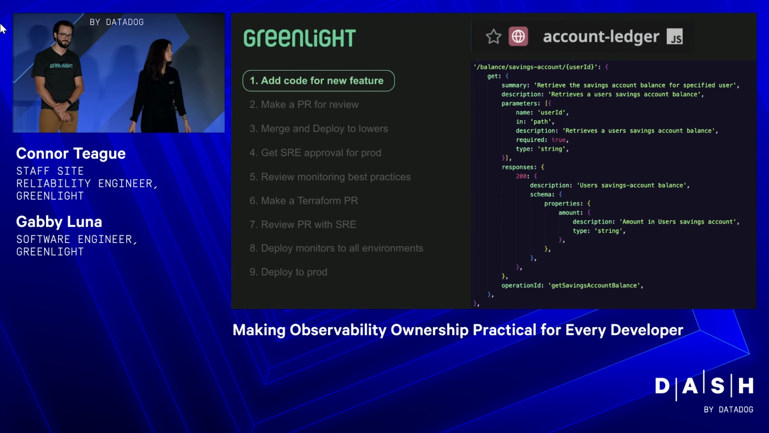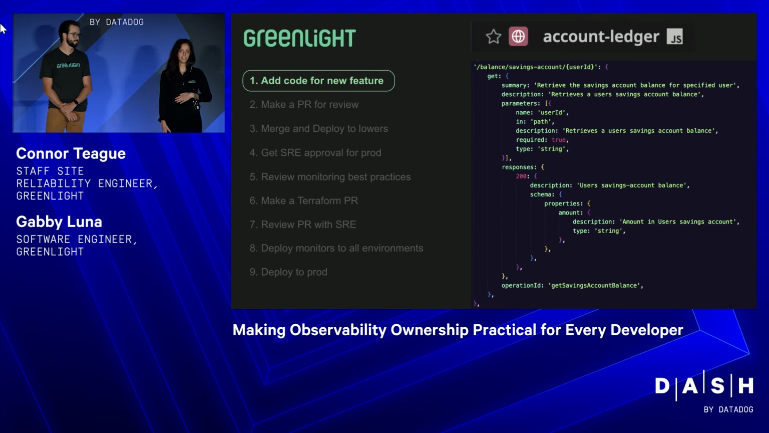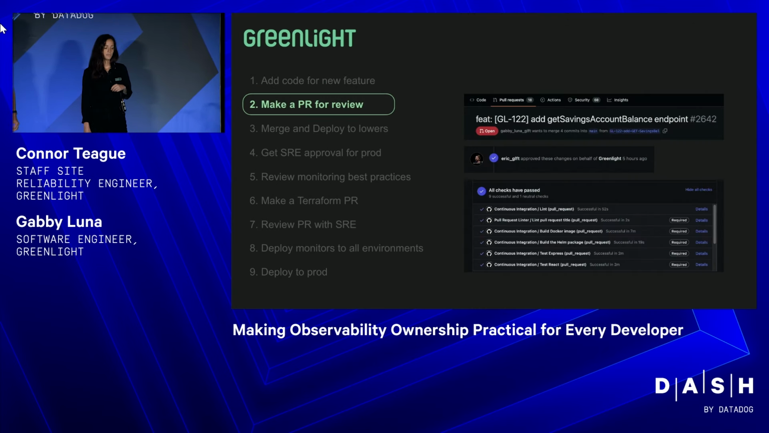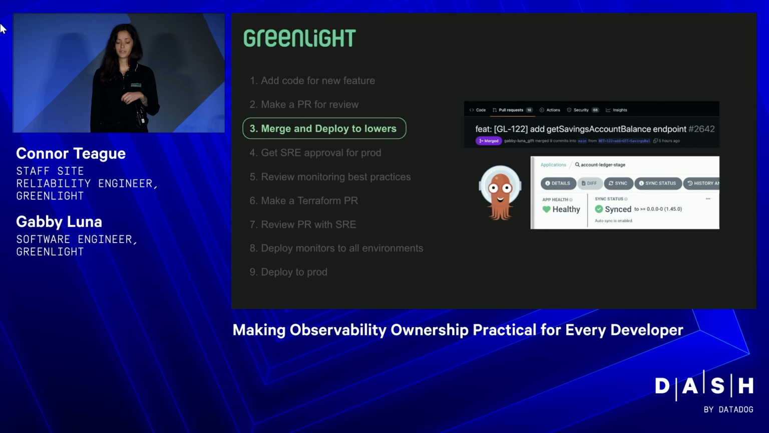Here we have an example service called Account Ledger, and I'm going to need to get it into prod yesterday. You'll see a path definition for a new endpoint called Get Savings Account Balance, which is one of the more recently added features. Let's make a new PR for this endpoint, and what do you know? It's passing all my GitHub Actions. Perfect. It's also been approved. I am good to merge.